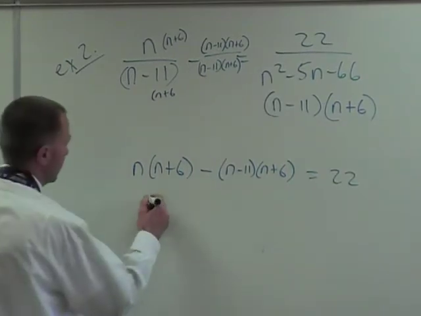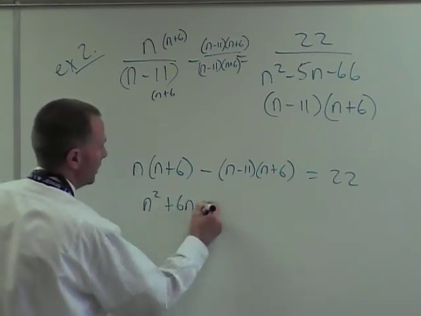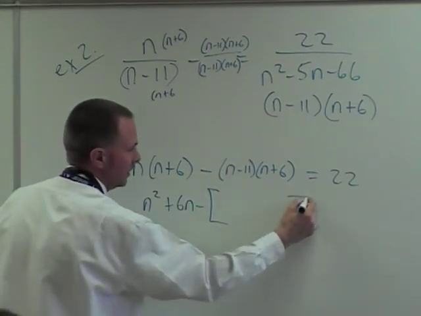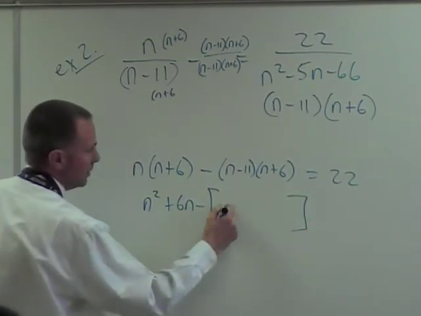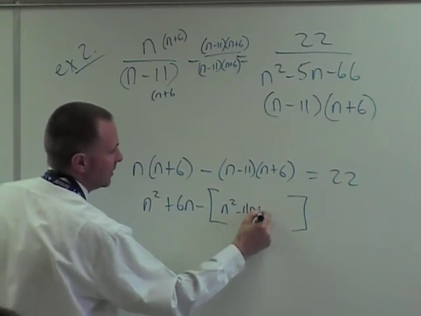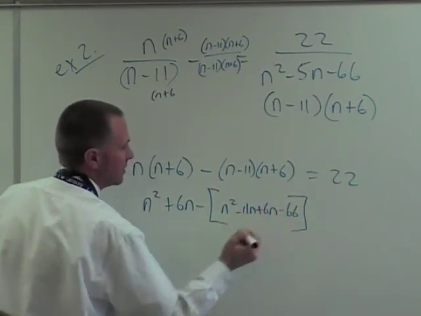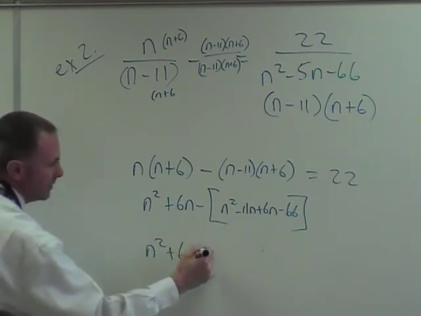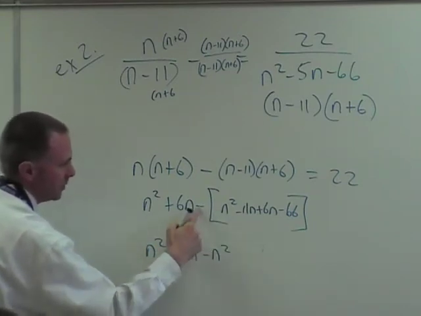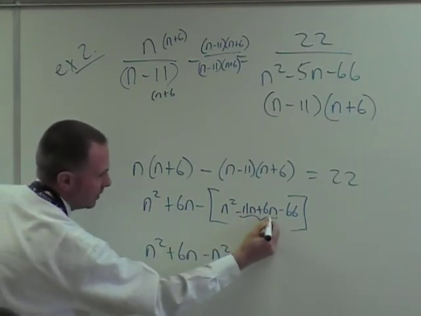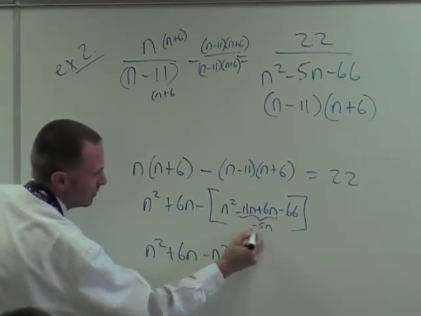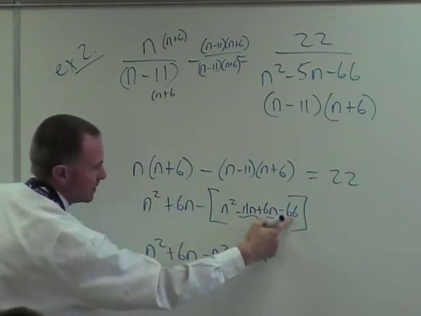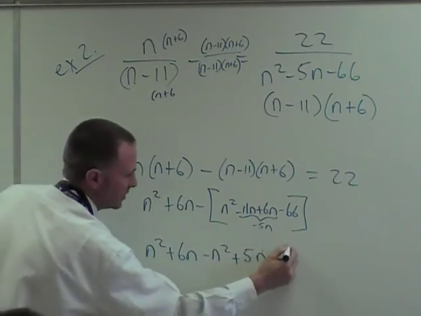All right, this is n squared plus 6n. Now don't forget this minus sign is on the whole thing here, so I'm going to put these brackets up here. Figure this out first: n squared minus 11n plus 6n minus 66. And now minus n squared. This right here is minus 5n, but I'm minusing that, so that's plus 5n. Minus 66 minus that is plus 66.